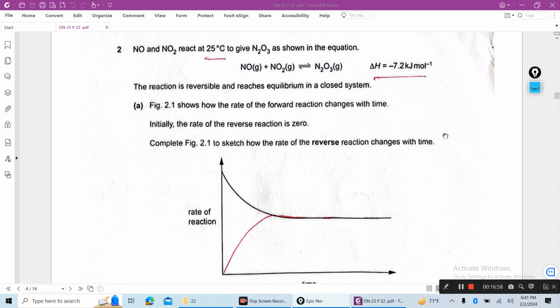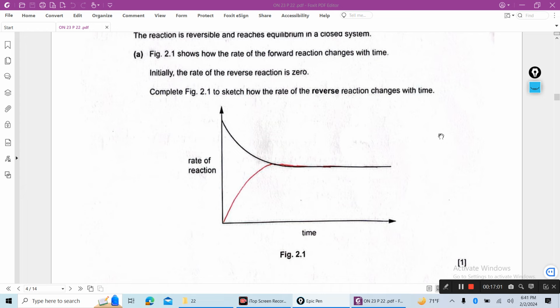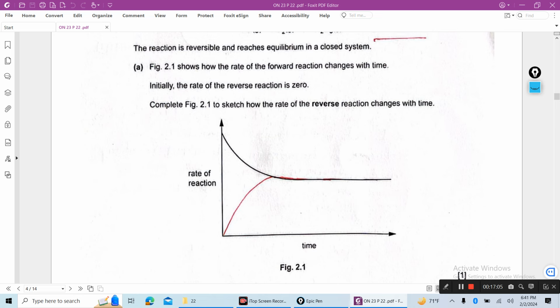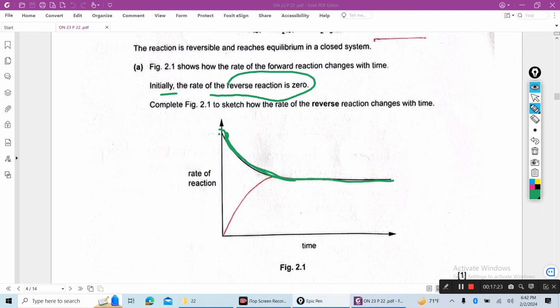Now you see, this is the rate of forward reaction. The starting rate of reaction is high, and as time goes on the rate of reaction decreases. Initially the rate of reverse reaction is 0, so starting at 0, as time goes on the rate of reverse reaction increases, and at a certain point the rate of forward reaction and rate of backward reaction are the same. This point is known as chemical equilibrium.